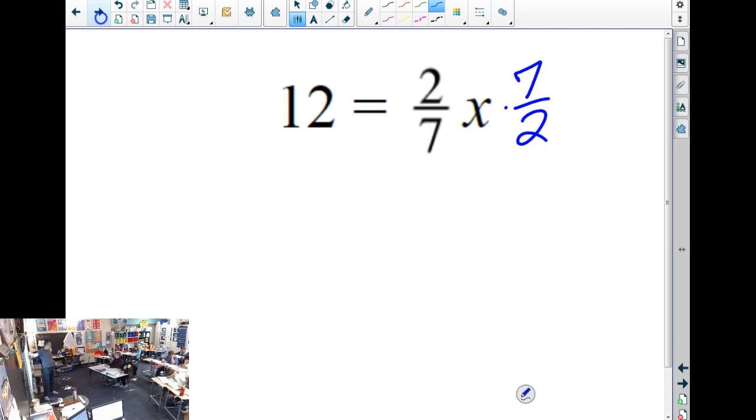It doesn't matter that the x is in between them now. 7 on top, 7 on bottom, 2 on top, 2 on bottom. This becomes just x. Now I got to do the same thing over here.